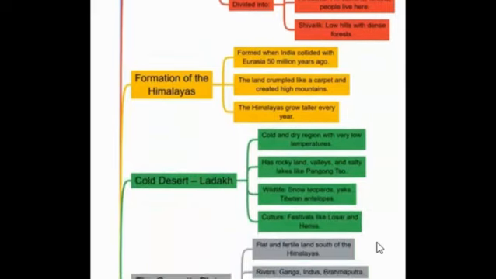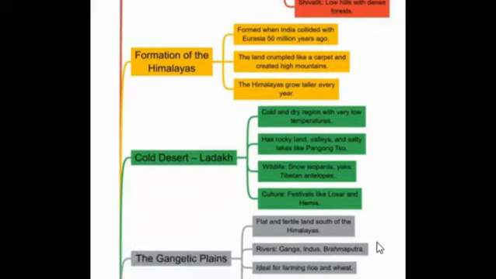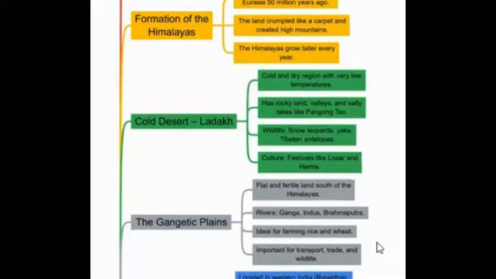Then we have the cold desert, a cold and dry region with very low temperatures. It has rocky land, valleys, and salty lakes like Pangong Tso. Its wildlife includes snow leopards, yaks, and Tibetan antelopes. The culture maintains festivals like Losar and Hemis.